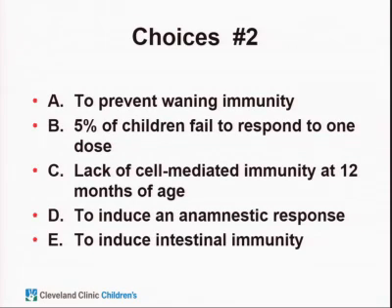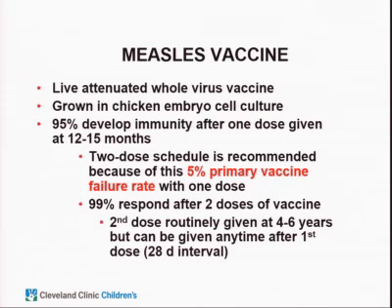Okay, very good. So the right answer is B. 5% of children do not respond to 1 dose of MMR. So that's going to leave 5% of children vulnerable to measles, and those kids tend to respond very well to a 2nd dose. So if we give everyone 2 doses of MMR, 99+% will be protected against measles.